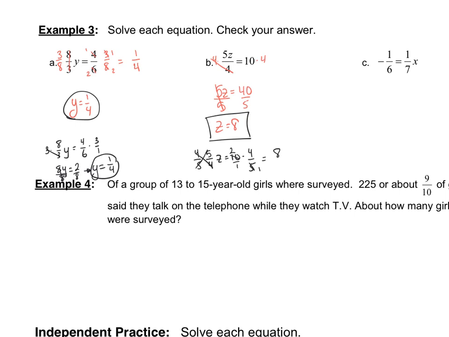And the last one, I have 1/7 x, so I can go ahead and multiply by 7 on both sides. 7 over 1, really, the reciprocal, or just multiply by 7. And so I would get negative 7 over 6 is equal to x, and I can just stop there because that's simplified.